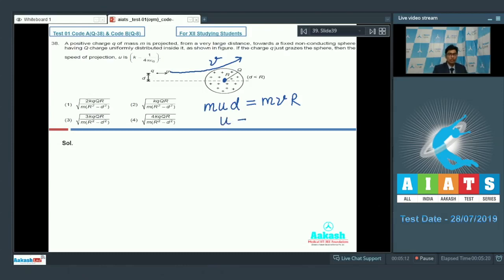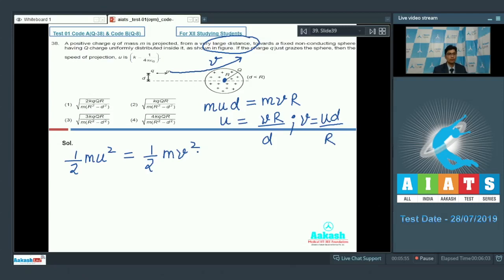Herein u can be written as v into r divided by d, or v can be written as u into d divided by r. Now dear students, using the principle of conservation of energy, we can write that initial kinetic and potential energy should be equal to final kinetic and potential energy. Now, since the charge is being projected from a very large distance, we can assume that the initial potential energy is equal to 0. The initial kinetic energy can be written as half m u square, whereas the final kinetic energy can be written as half m v square, and the final potential energy can be written as k capital Q by r into small q, where k is the Coulombic constant.